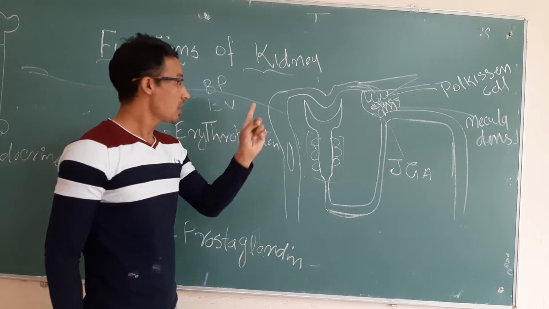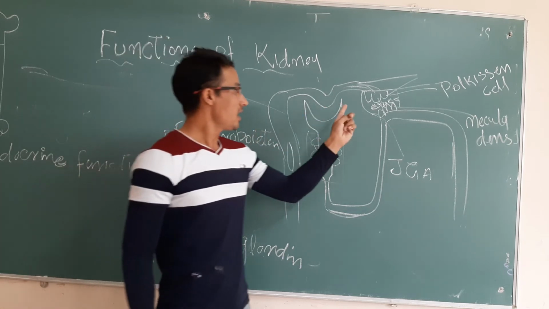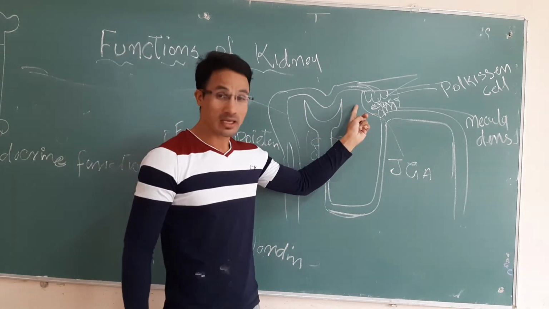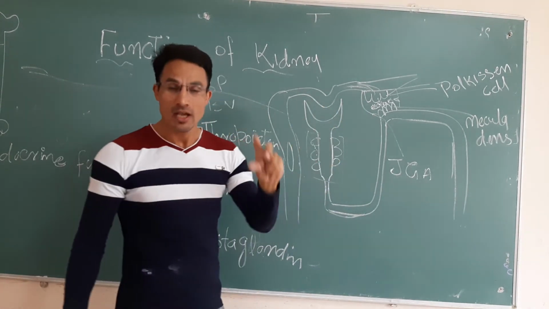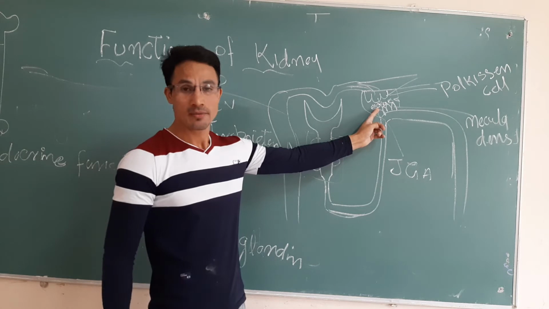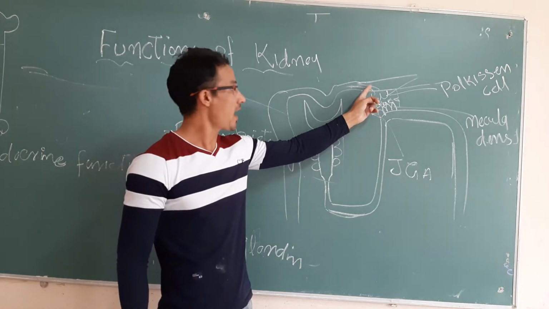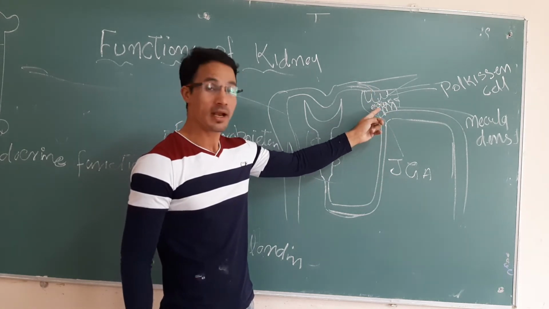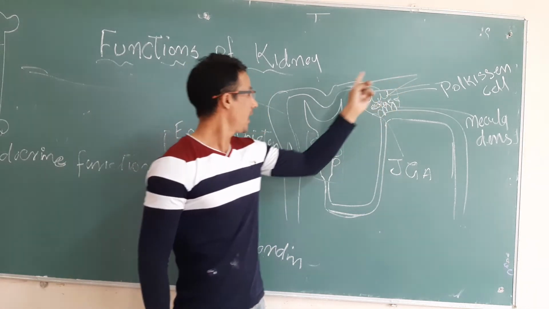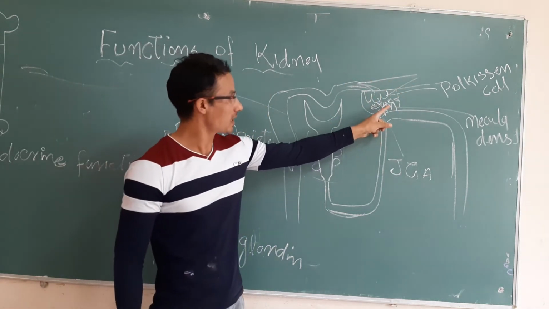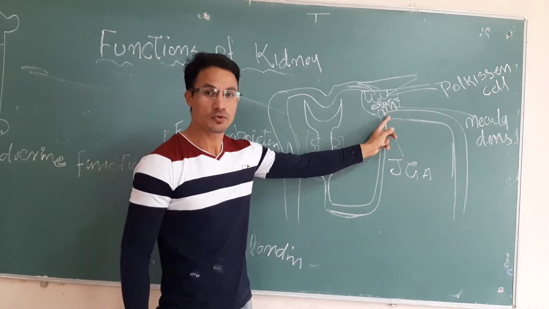The question is where the renin is produced. It is produced by the kidney, and it is produced by the nephron. It lies below the afferent arteriole and above the distal convoluted tubule. This is the afferent arteriole and this is the Bowman's capsule. This part is the distal convoluted tubule.